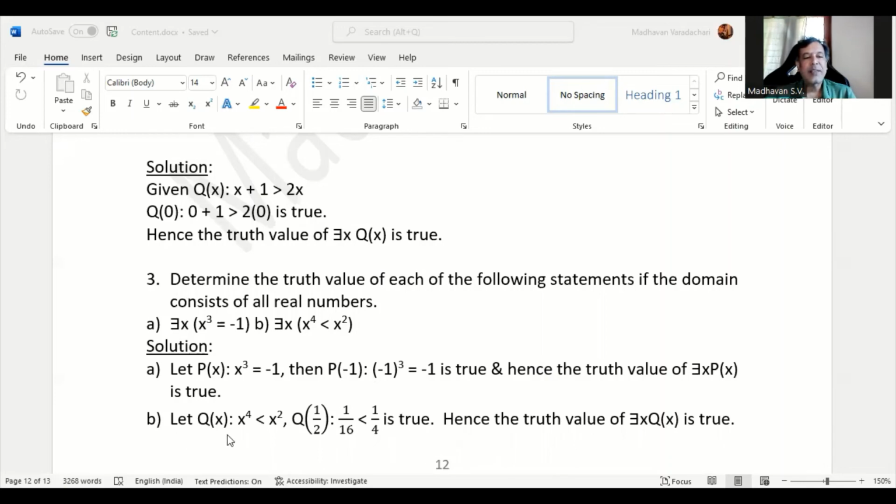Let Q of x be x power 4 less than x power 2. Let us substitute x as 1 by 2. Then what will happen? Q of 1 by 2 will be 1 by 16, because 1 by 2 to the power of 4 is 1 by 16, which is less than 1 by 4, which is true. Hence, the truth value of there exists x Q of x is true.